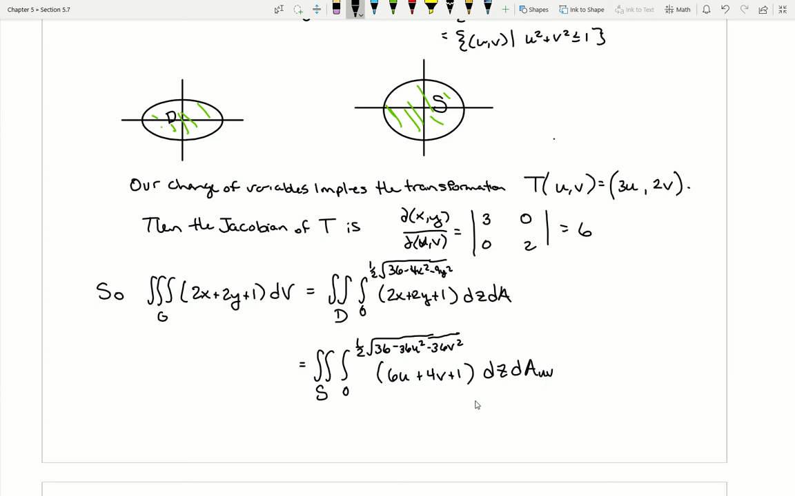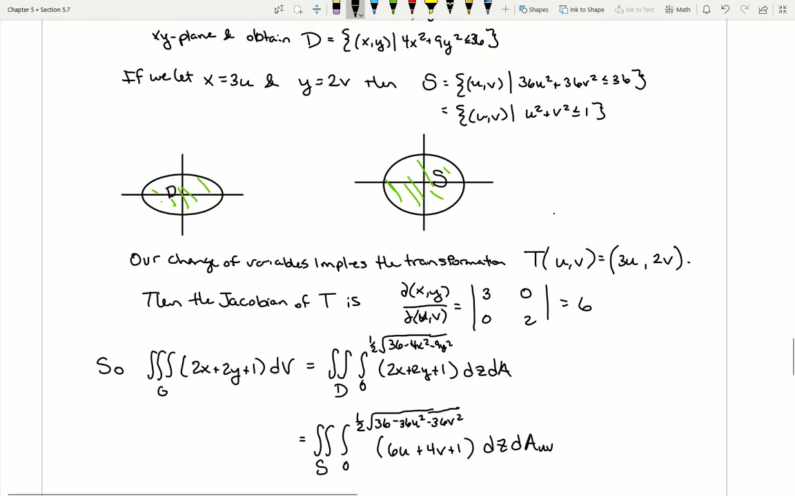I just have to set up this outer integral. I have to understand how I want to integrate over this region of S. Well, if I go back up here to the top, I can see that if I wanted to, I could define S again in polar coordinates. That was the whole goal for doing the transformation in the first place. The ellipse was difficult to work with and the circle's easy.